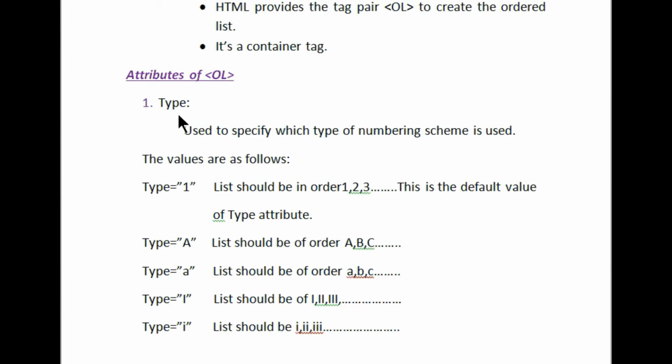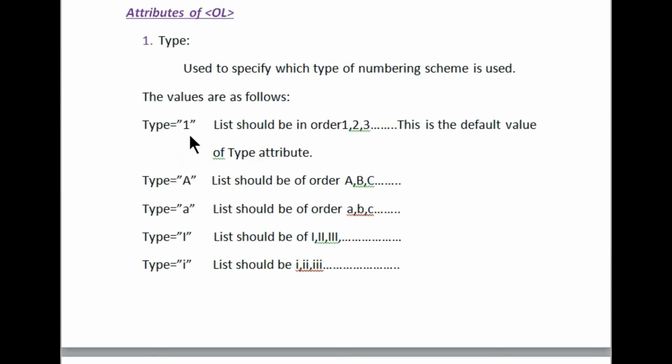Type എന്ന് പറയുന്ന attribute ആണ് ഏത് ഫോർമാറ്റ് ആണ് നമ്മൾ കൊടുക്കുന്നതെന്ന് തീരുമാനിക്കുന്നത്. Okay, so we are moving on to the various examples here. Type is equal to 1 means എന്തായിരിക്കും? 1, 2, 3 order. The list will be in 1, 2 will be displayed in 1, 2, 3 format, and this is the default value.